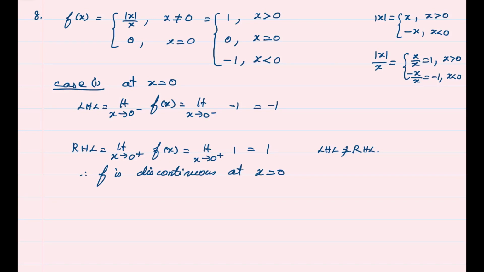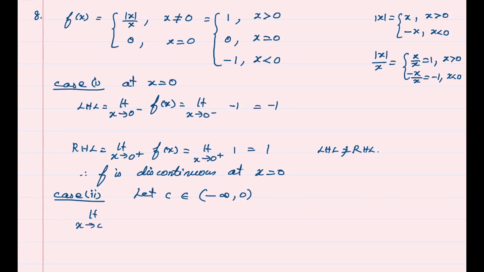Or we need not do RHL. f of 0 is 0, LHL is minus 1. So, LHL is not equal to f of 0, also we can say. Therefore, f is discontinuous at x equal to 0. Case 2, we will check for all real values belonging to the open interval minus infinity to 0.